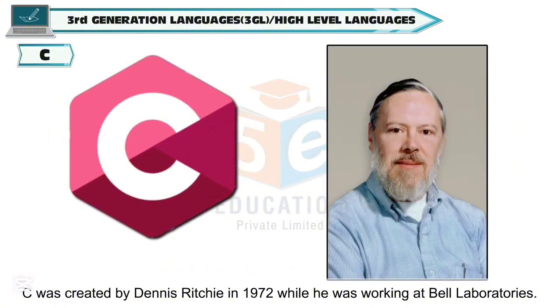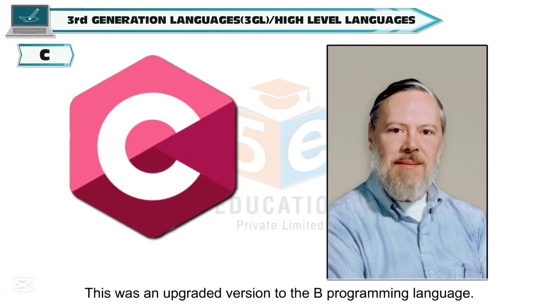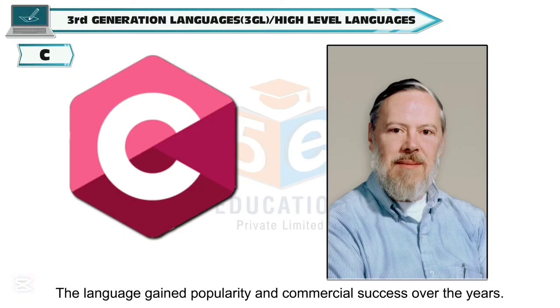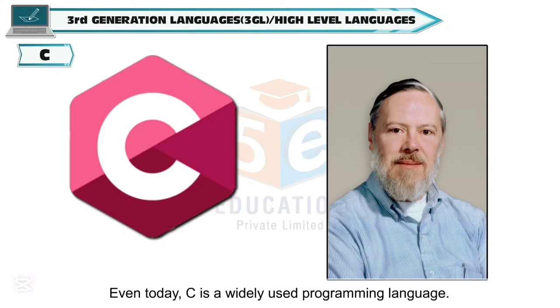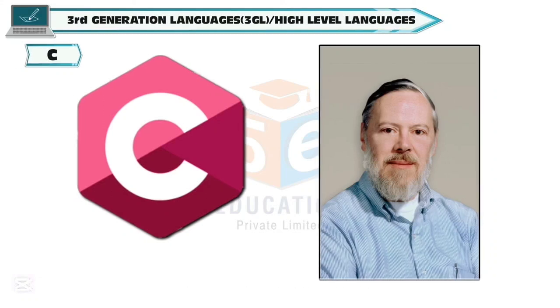C was created by Dennis Ritchie in 1972 while he was working at Bell Laboratories. This was an upgraded version to the B programming language. The language gained popularity and commercial success over the years. Even today, C is a widely used programming language.